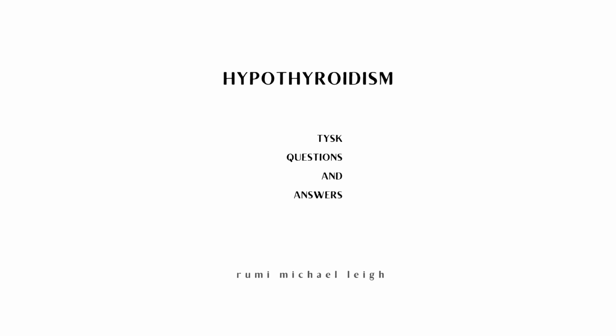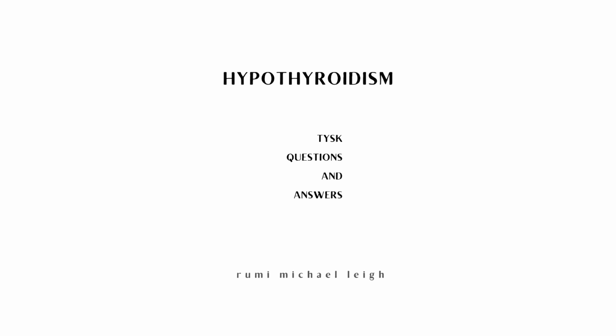4. Can hypothyroidism lead to breathing problems? Yes, hypothyroidism can lead to breathing problems. 5. Can hypothyroidism lead to cardiovascular issues? Yes, hypothyroidism can lead to cardiovascular issues. 6. Can hypothyroidism cause goiter? Yes, hypothyroidism can cause goiter. 7. What is goiter? Goiter is an abnormal enlargement of the thyroid gland.